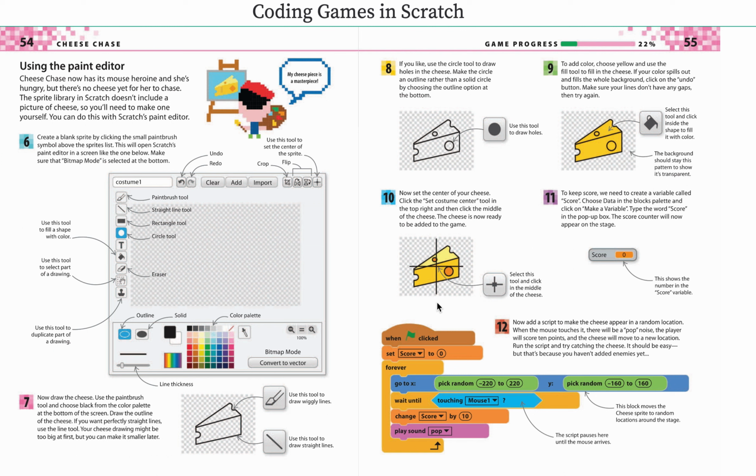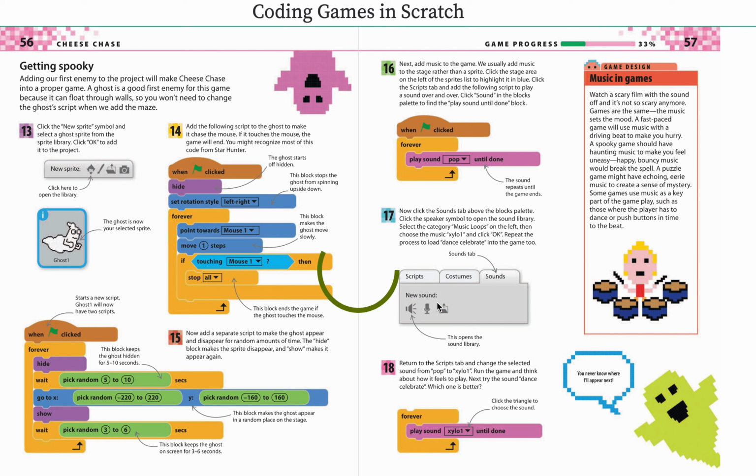Then what you want to do is, when the flag is clicked, you want the score to start at 0, and then put a forever loop, and you want the cheese to appear somewhere. So you say go to x and y coordinates. Where do you want the cheese to come? Wait until it's touching the mouse, and if it touches the mouse, change the score by 10, and then play a pop sound. This is where the cheese would be consumed by the mouse. That's the part for the cheese.